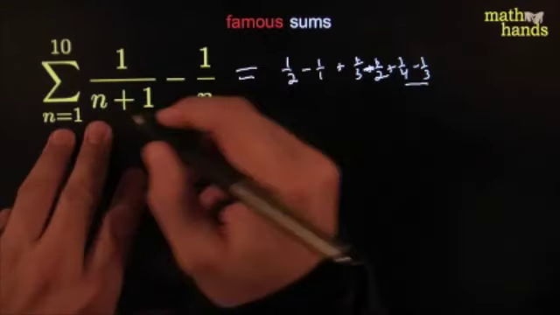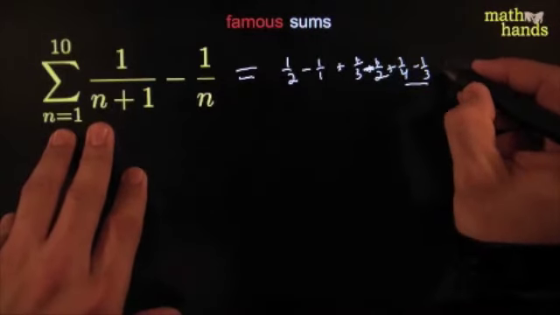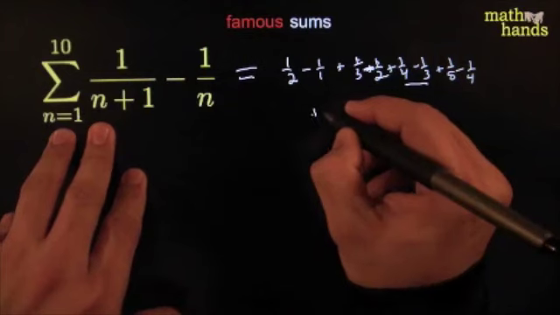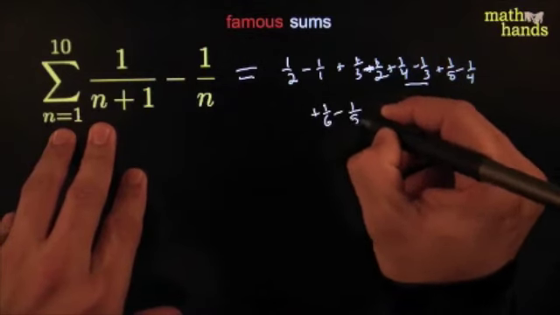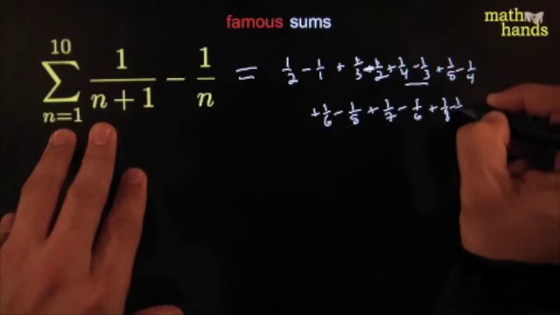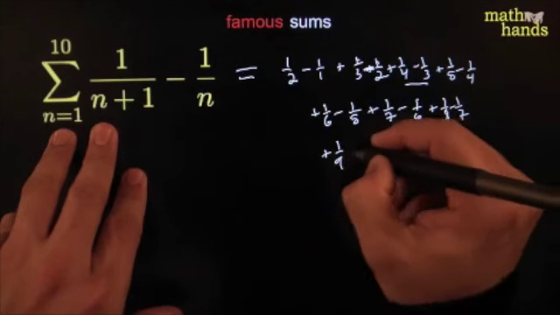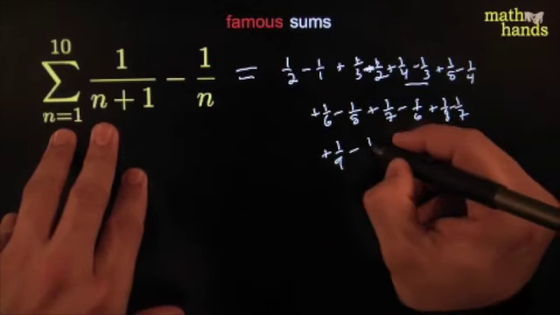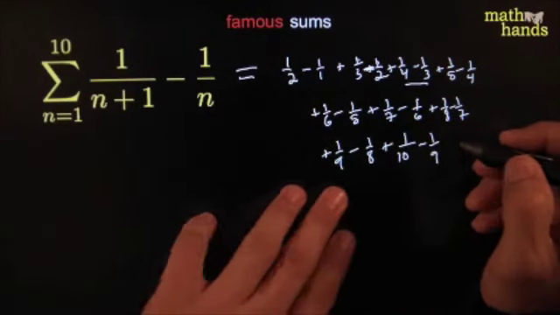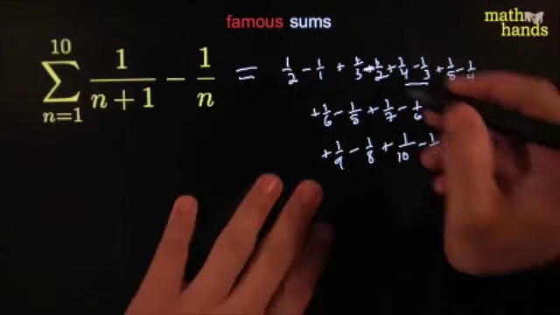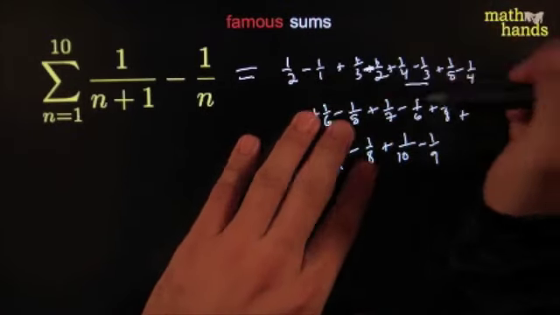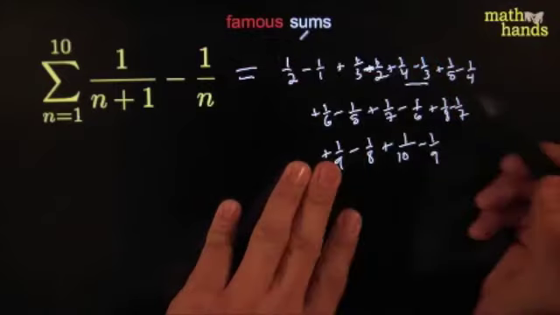Then I have to do 4, so I get 1 over 5 minus 1 over 4, plus 1 over 6 minus 1 over 5, plus 1 over 7 minus 1 over 6, plus 1 over 8 minus 1 over 7, plus 1 over 9. This is bordering on ridiculous, but it's very important that I do it. Hopefully I did that right. Alright, and then you could go on there and try to add these ones and add those and add all of them. But that's not why this is famous.